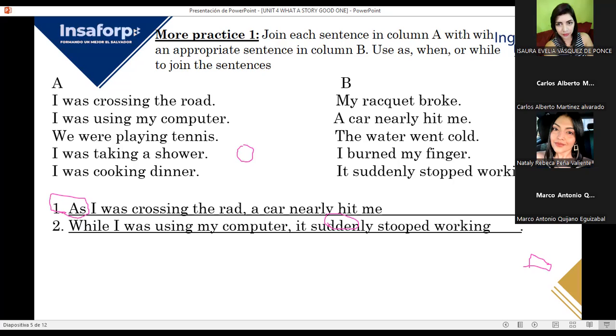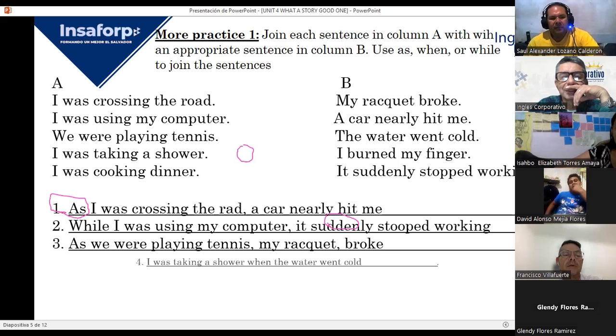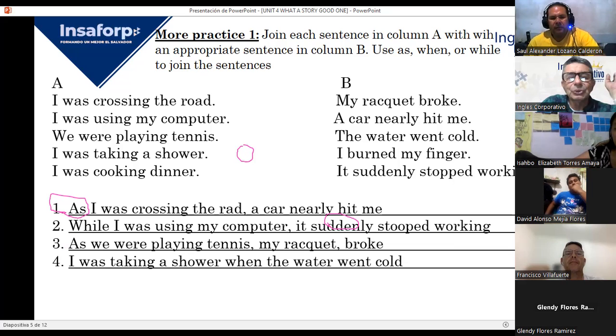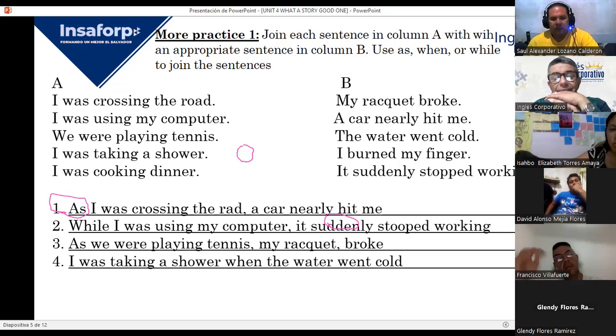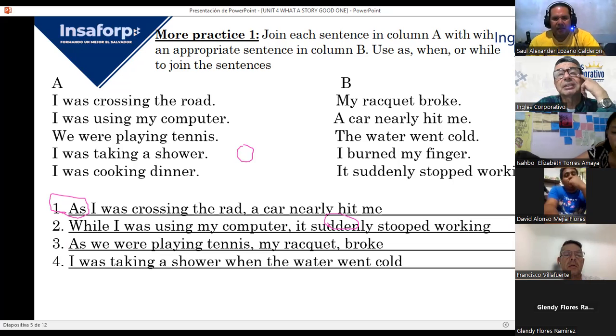Mm-hmm. I was taking a shower. Oh, my God. And why was the shower interrupted? The water went cold. Well, in a cold weather, not in El Salvador, of course, right? And then I said, okay. But here, remember that I use when over there. Can I use when? Yes, sure. Okay, I was taking a shower when the water went cold. And this is basically a basic conversation, basic talk, but remember, everything requires practice, okay?